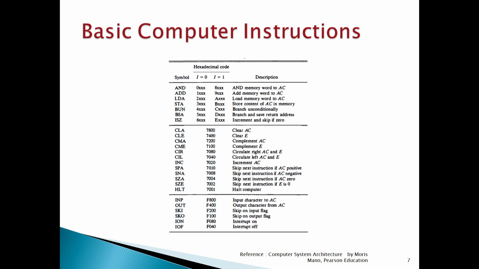Then there are input output register related instructions. INP, that is input character to the accumulator. OUT, output character from the accumulator. SKI, skip on the input flag. If input flag is there, then skip. SKO, skip on the output flag. If output flag is there, then skip the instruction. ION, interrupt on. IOF, interrupt off.